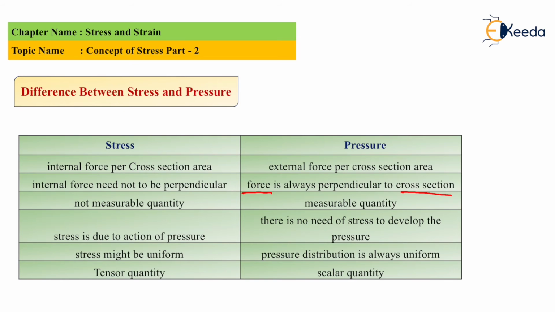Again, stress is not a measurable quantity, but pressure is always a measurable quantity. Stress is due to the action of pressure, but in pressure, there is no need of stress to develop the pressure. Stress might not be uniform, but the pressure distribution is always uniform. Stress is always a tensor quantity, whereas pressure is a scalar quantity.